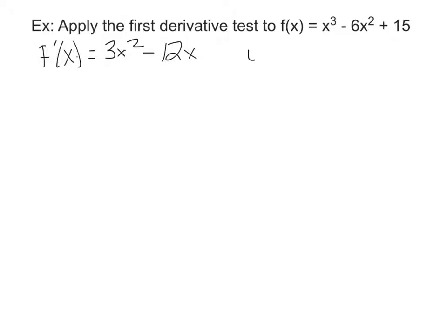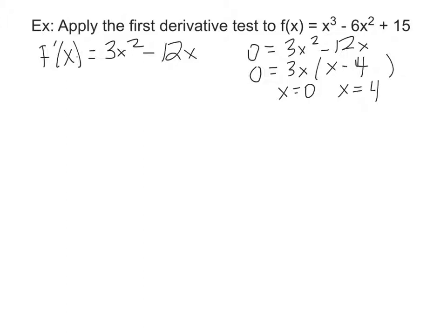So our critical numbers are where this equals 0. 3x squared minus 12x equals 0. This is a quadratic, so I'll need to factor. I can factor out a 3x, leaving me with x minus 4, which means I'm going to have critical numbers at 0 and 4. Now I've got to figure out whether one or both of those are a relative minimum, a relative maximum, or neither.